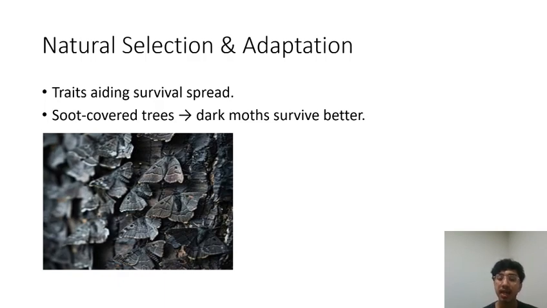And another one is natural selection and adaptation. Natural selection happens when certain traits help an organism survive and reproduce better than others. During the Industrial Revolution in England, soot from factories darkened tree bark. Dark moths blended in better and were eaten less often by birds, so their numbers increased dramatically. That's adaptation, when a population becomes better suited to its environment over generations.